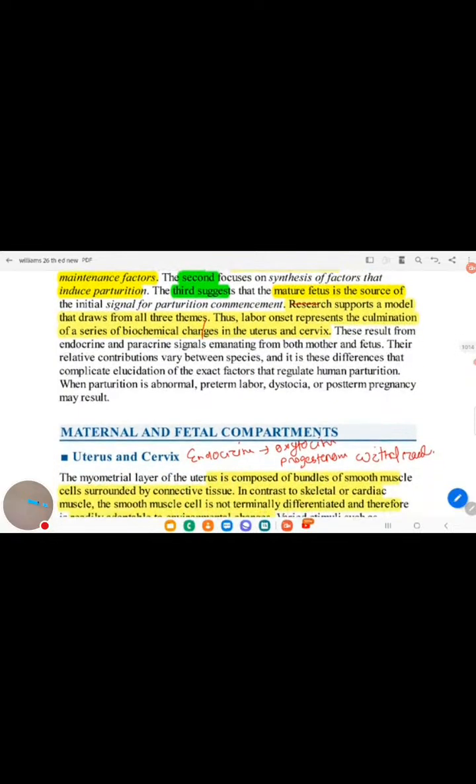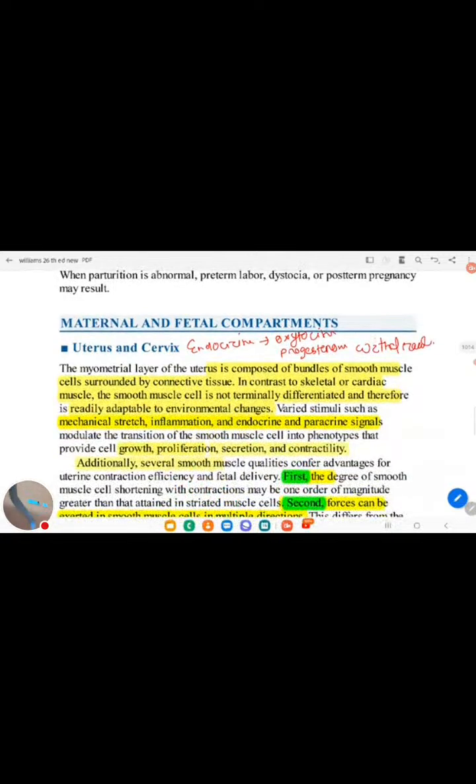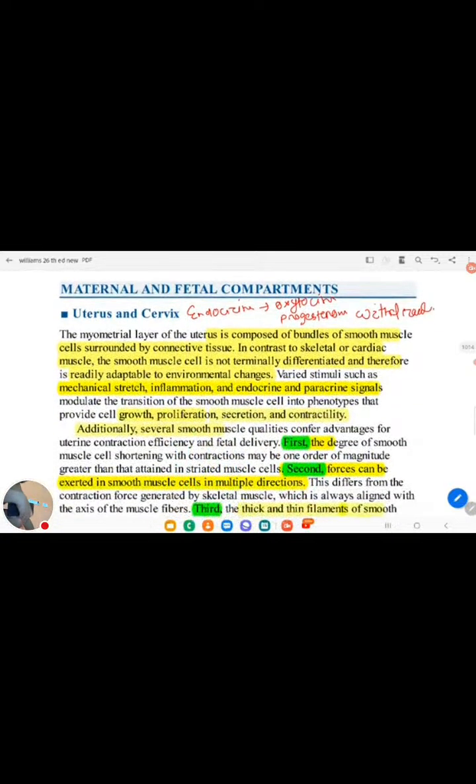The various research supports a model that draws from all three theories. Thus, labor onset represents the accumulation of a series of biochemical changes in the uterus and the cervix. First, in the maternal-fetal compartment, the uterine and cervical changes. The myometrial layer of the uterus is composed of bundles of smooth muscle cells surrounded by connective tissue.